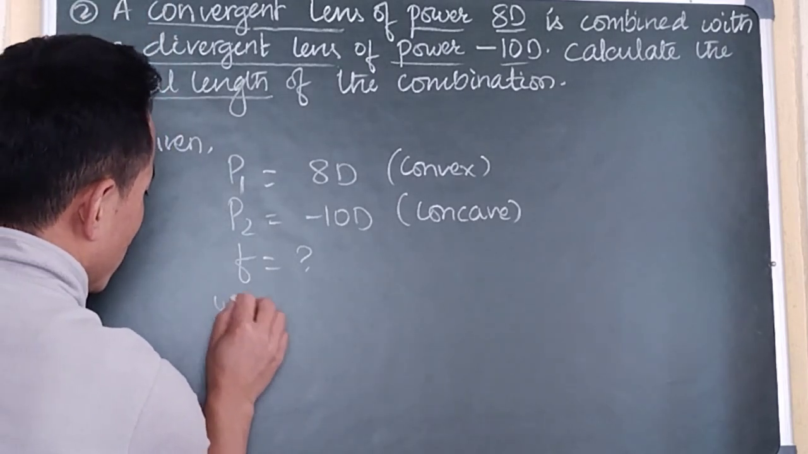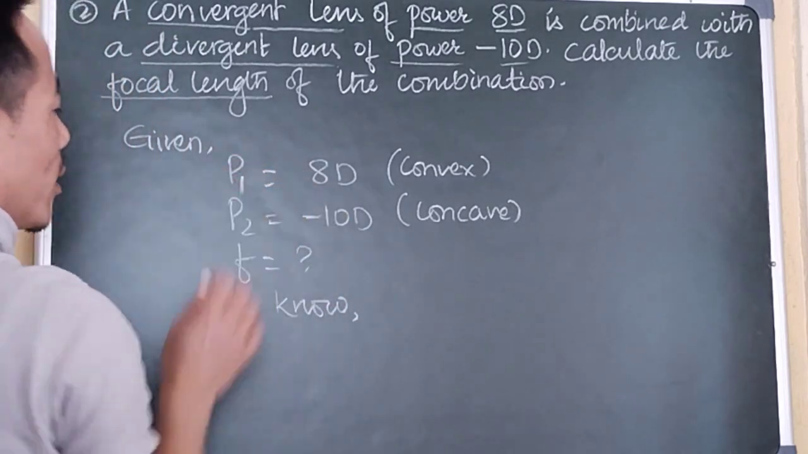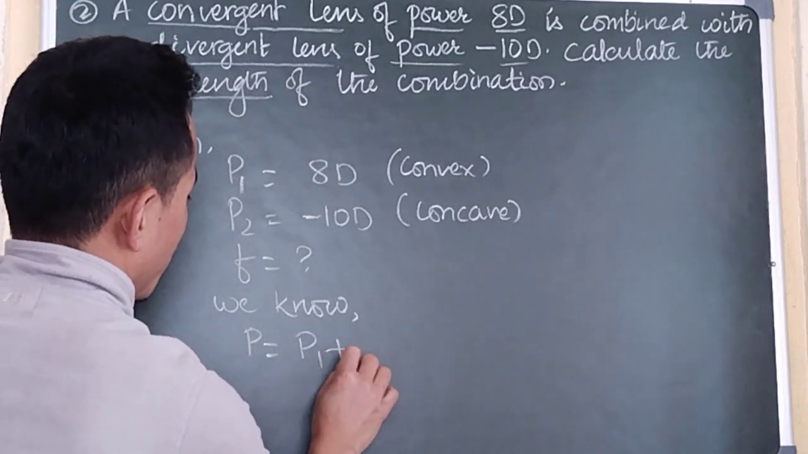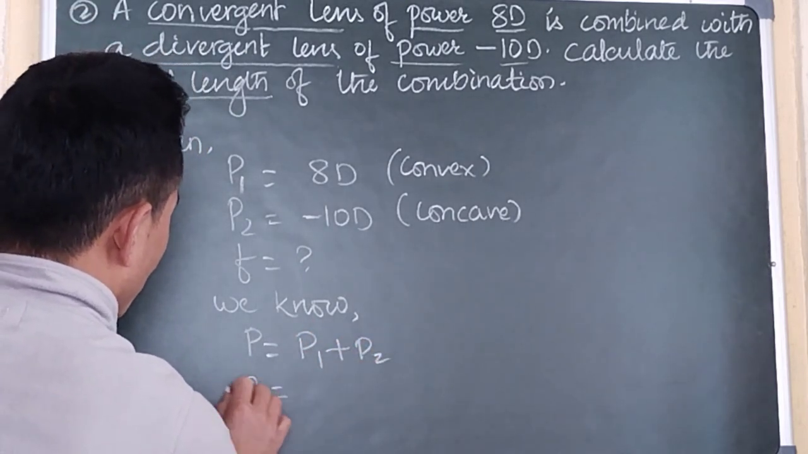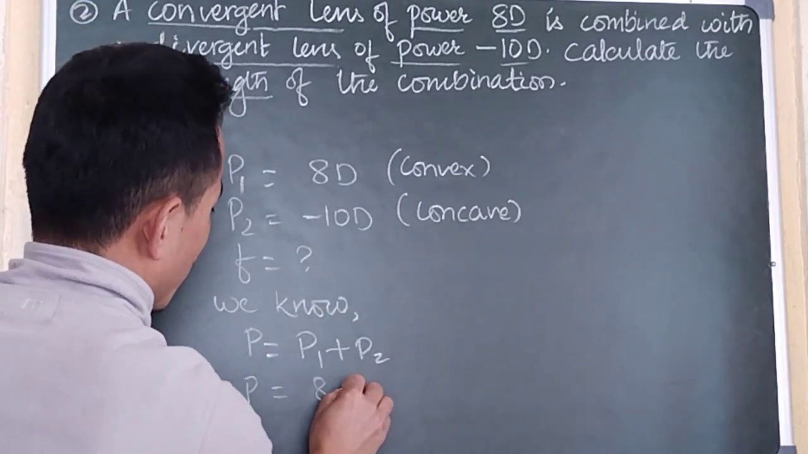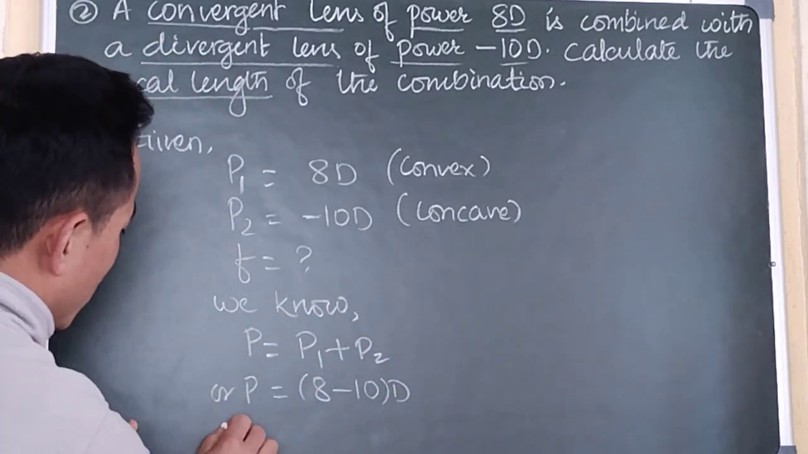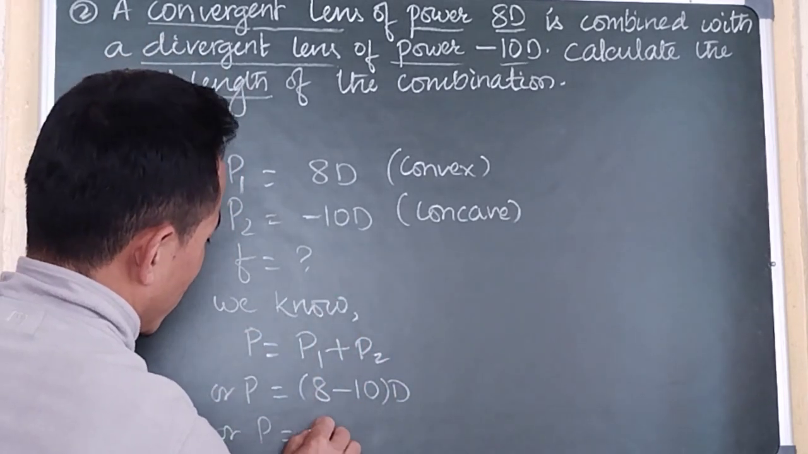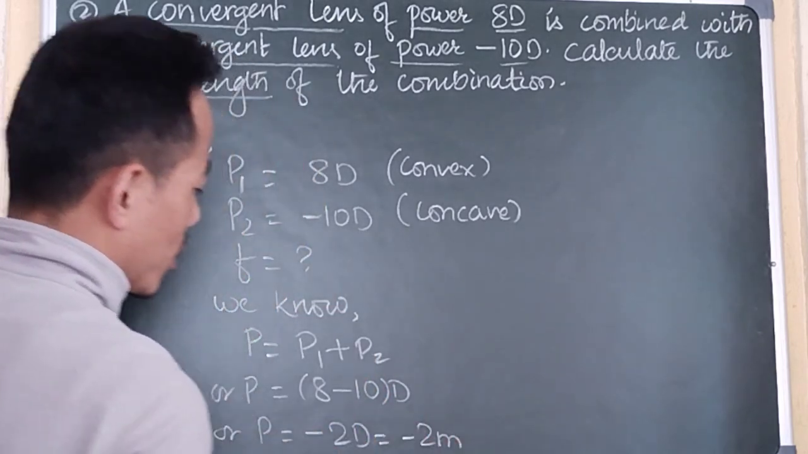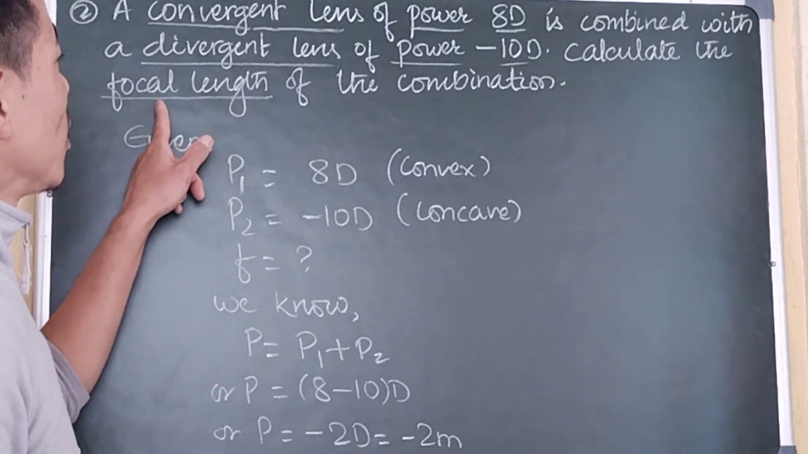So we'll start with, here you don't have to use any sign convention because it is already given in the question. So we know the equivalent power will be P1 plus P2. You can see the value of P1 and P2, P1 is 8 and P2 is minus 10. So plus into minus becomes minus. So 8 minus 10, the unit is diopter. So this will give us minus 2 diopter, which can also be written as minus 2 per meter.